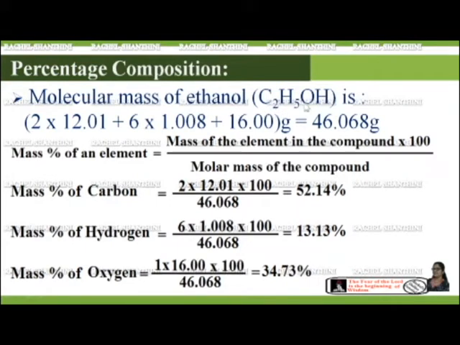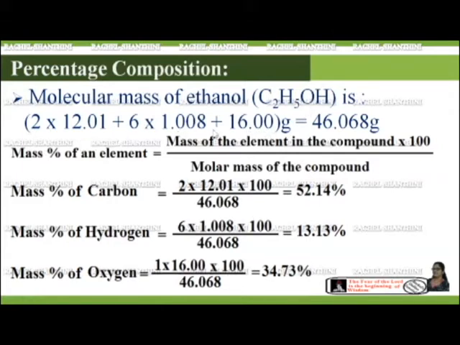Its formula is C2H5OH. To find the molecular mass of ethanol, we have to add the atomic mass of the elements present in ethanol. Here we have carbon, hydrogen and oxygen. There are two carbon atoms, so 2 into 12.01, which is the atomic mass of carbon, plus we have 6 hydrogen over here, so 6 into 1.008 grams of hydrogen, which is the atomic mass of hydrogen, plus, and we have only one oxygen, so 16.00 grams, that is the atomic mass of oxygen.